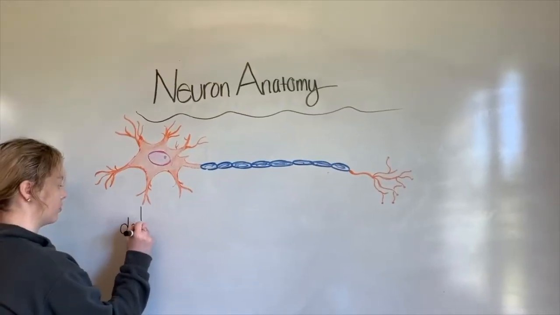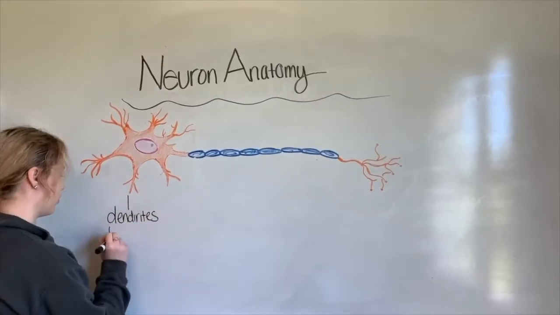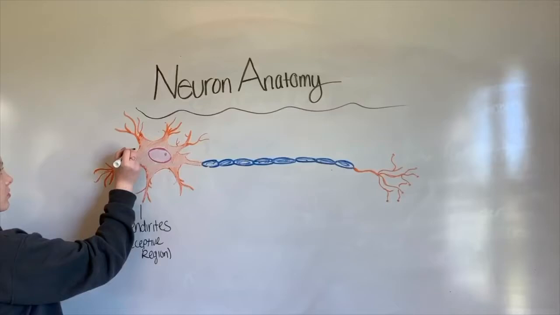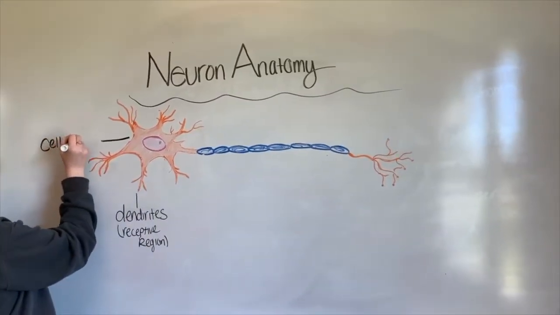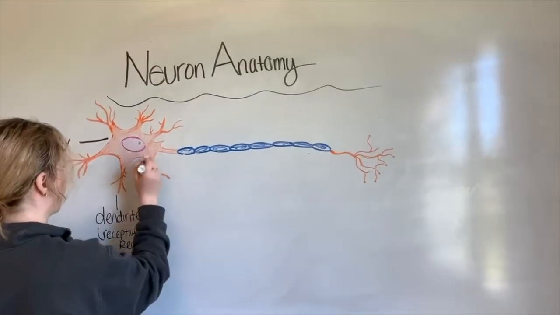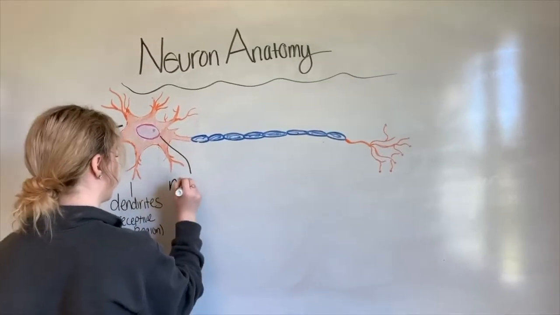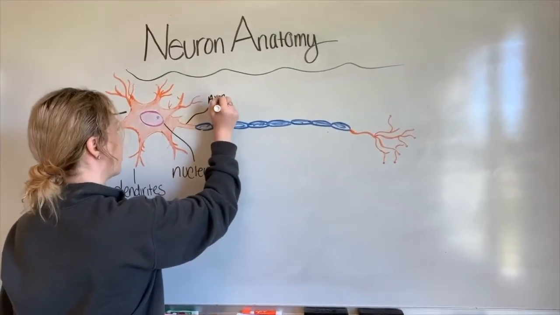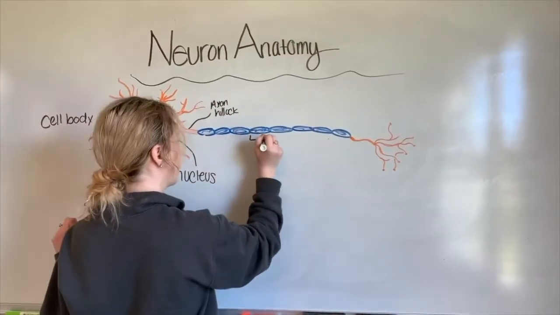Moving on to neuron anatomy, we first have the dendrites, which receive the information. This is known as the receptive region. The cell body of the neuron is also a part of the receptive region. The axon hillock of the neuron is where the action potential is generated.